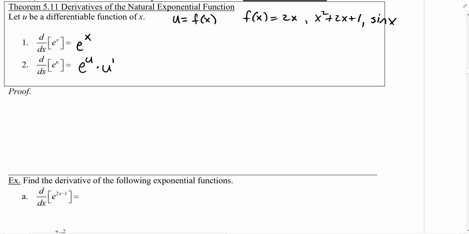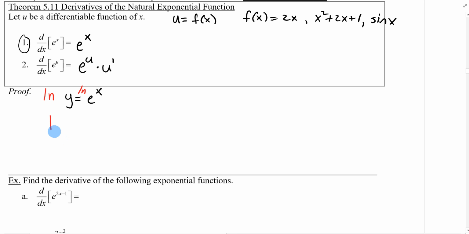Let me show you a pretty cool proof. It's a quick proof, not a very rigorous one, for rule number 1. I want to show you that the derivative of e to the x is e to the x itself. So let's say y is equal to e to the x, and I want to rewrite this equation differently. I'm going to take the natural log of both sides.